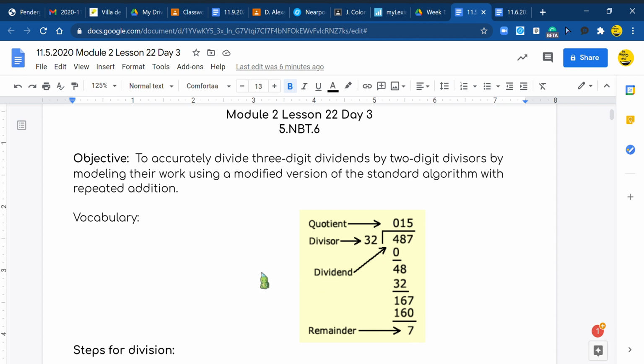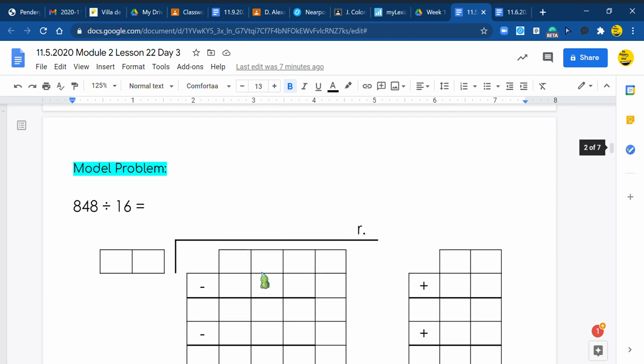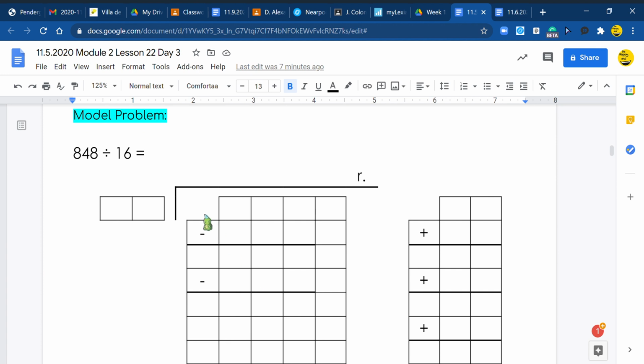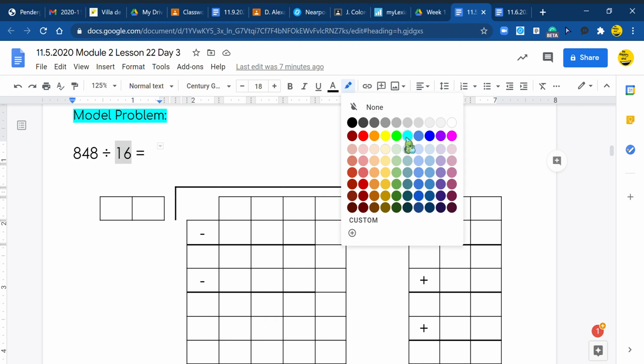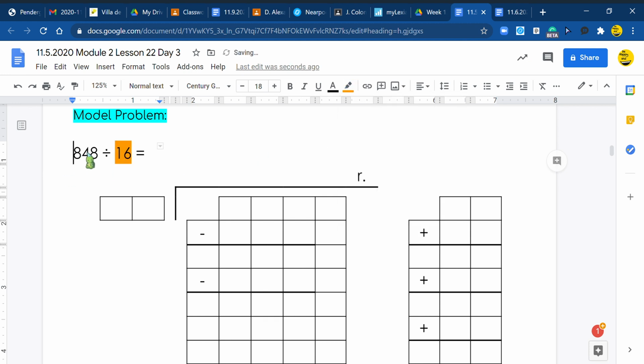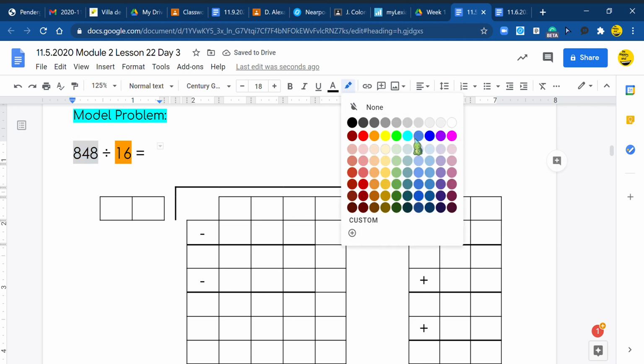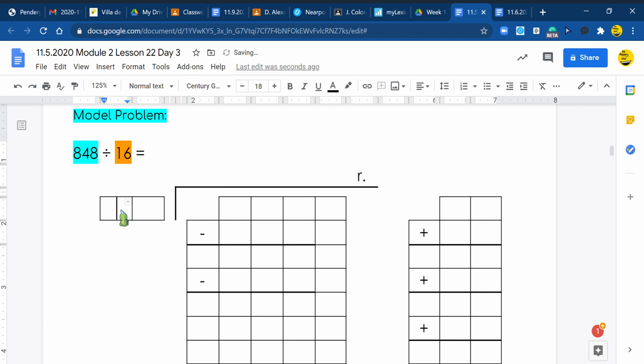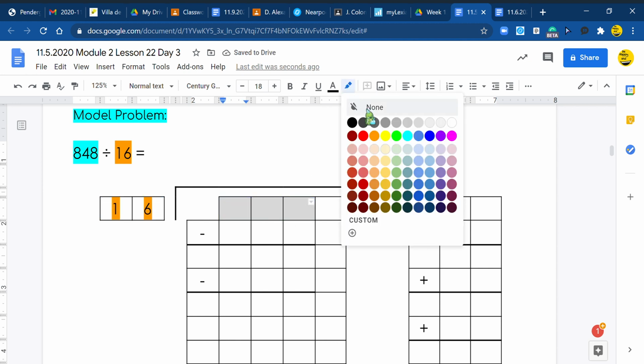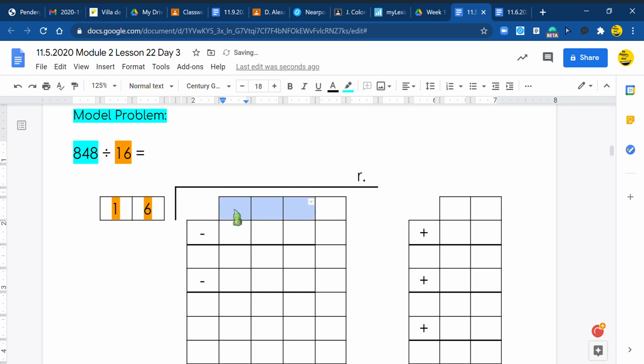So let's go practice one. We've got 848 divided by 16. So the first thing I'm going to do is quickly highlight so you guys can see the difference. I'm going to use orange, and I'm going to use blue. So right here, I put my 16 because that's my divisor, right? And I'm going to quickly make it orange. And then here my dividend, make it blue. And I'm going to write 848.